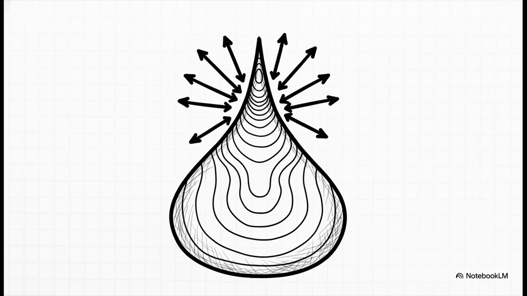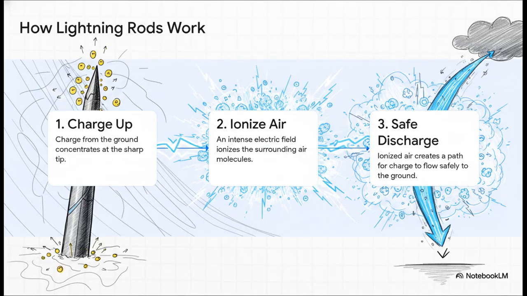So what does that mean in our landscape analogy? Well, a sharp point on an object becomes an incredibly steep, jagged mountain peak on our map. The contour lines get packed super close together right there, which means the slope, the electric field, is unbelievably intense right at that tip. And that intense peak is exactly how a lightning rod does its job.